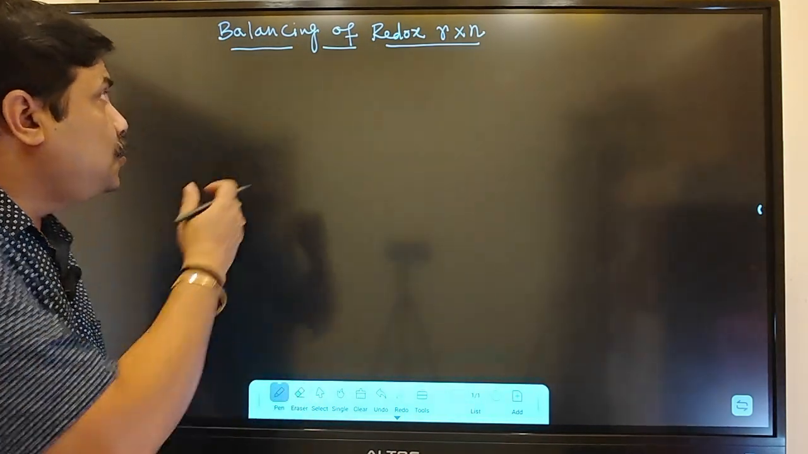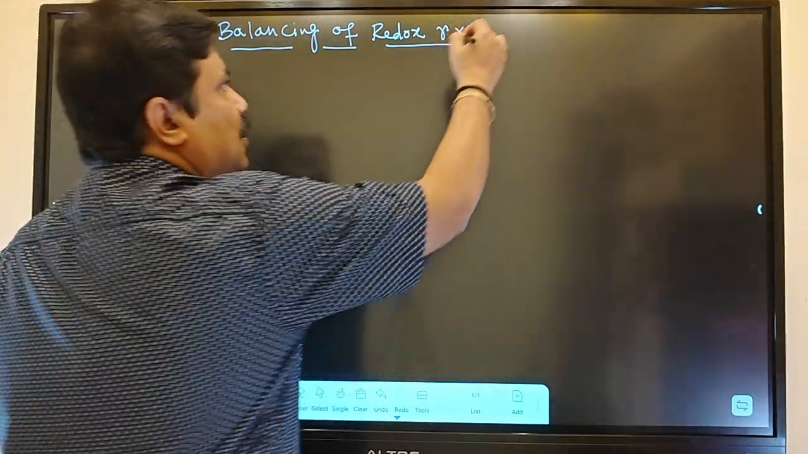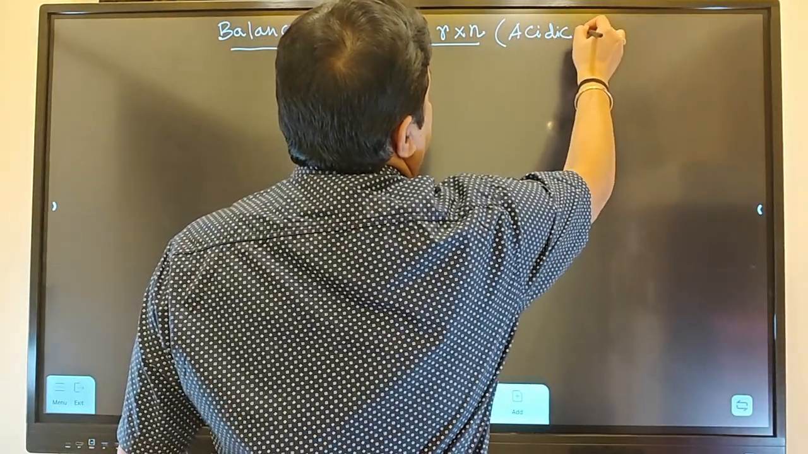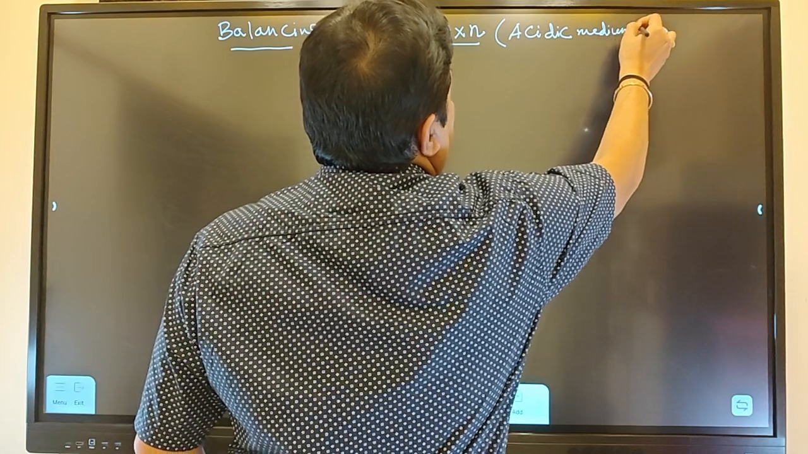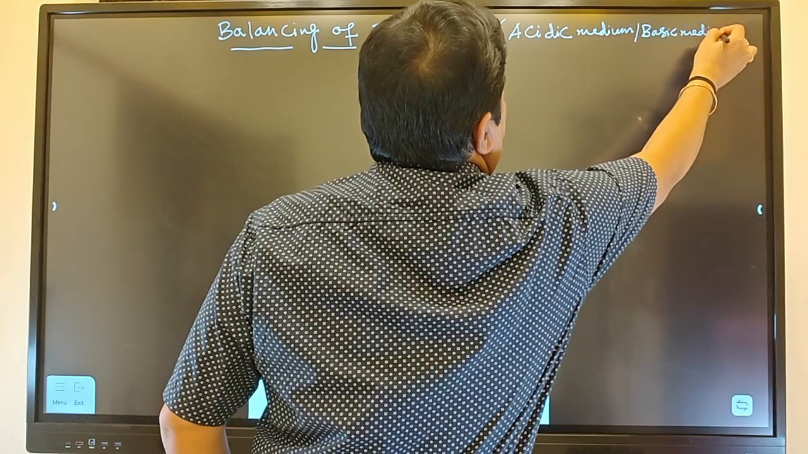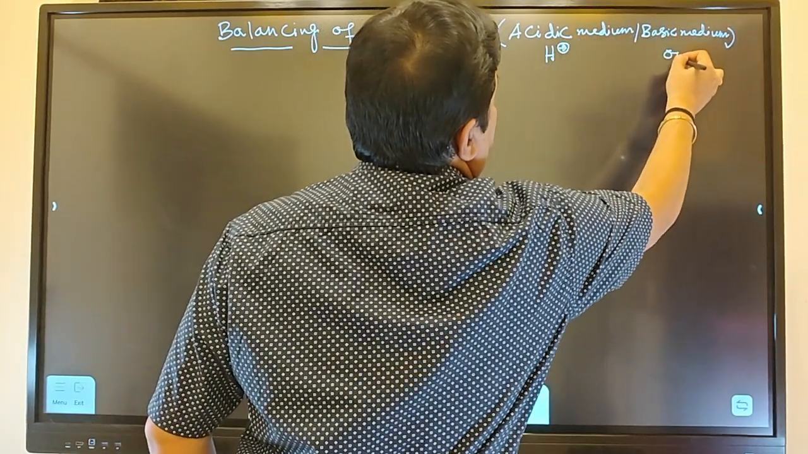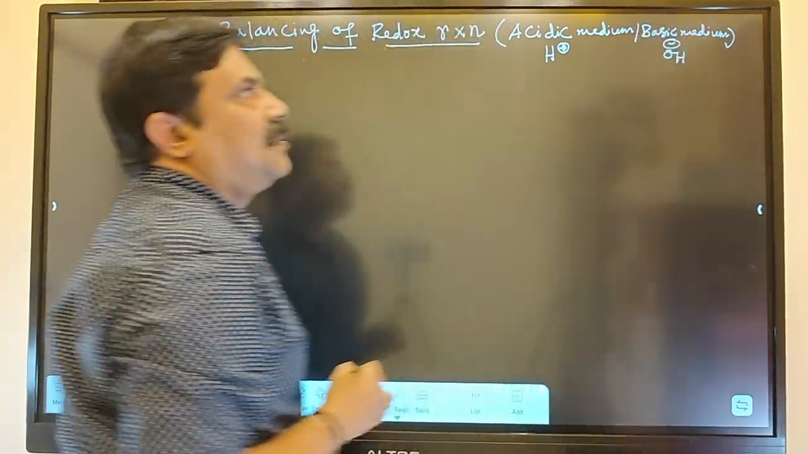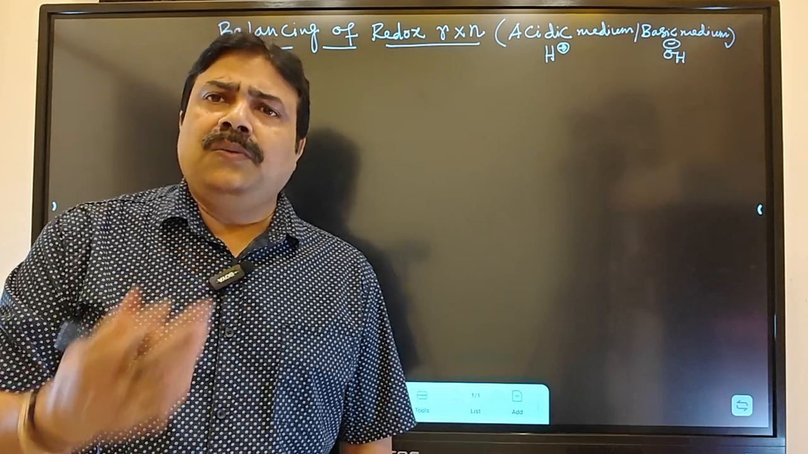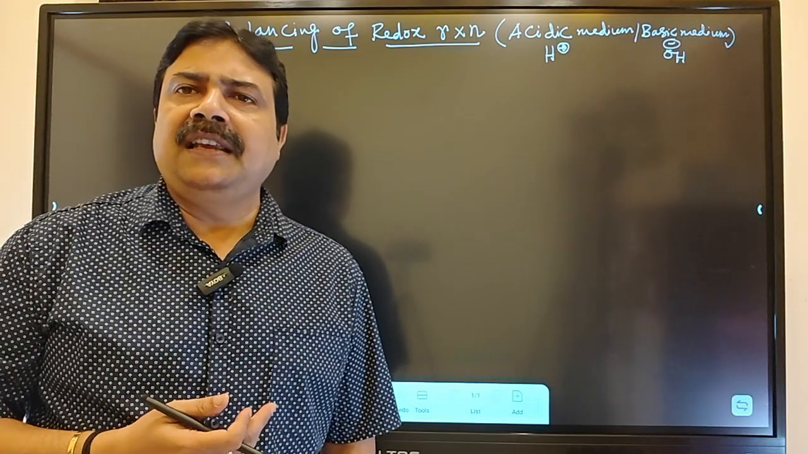Now, how to balance redox reactions either in an acidic medium or in a basic medium? That means either in the reactant side or product side you should have H plus or OH minus. Basic medium means OH minus, acidic medium means H plus. So if we are able to balance in acidic medium, basic medium will be done in 1 second.